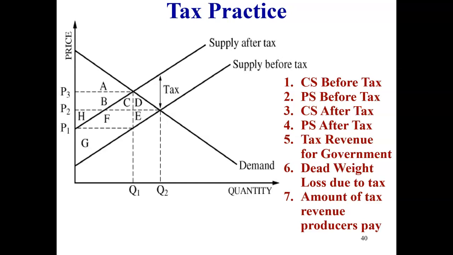So the producer surplus before the tax would be H, F, E, and G. So that would be producer surplus. Consumer surplus after the tax is just A, and consumers are paying price P3. Producer surplus after the tax is G, and producers are getting effectively price P1. The tax revenue for the government would be BCHF.